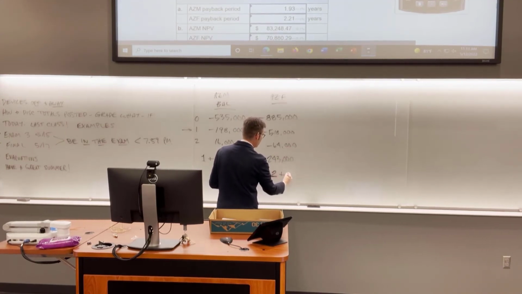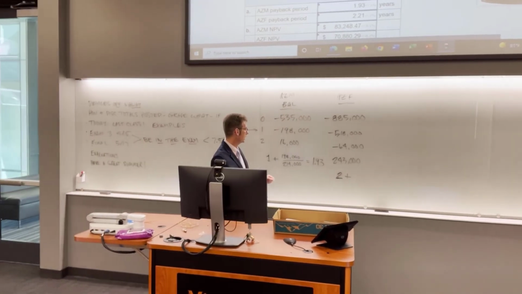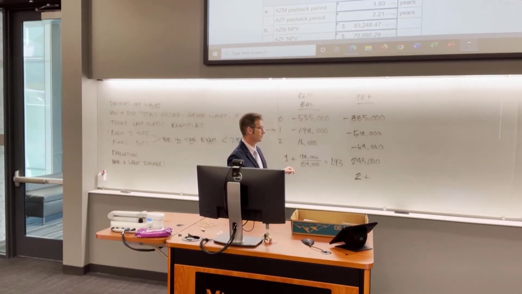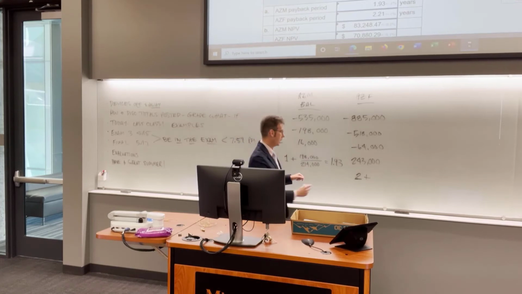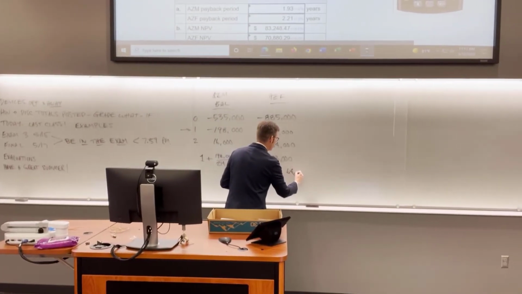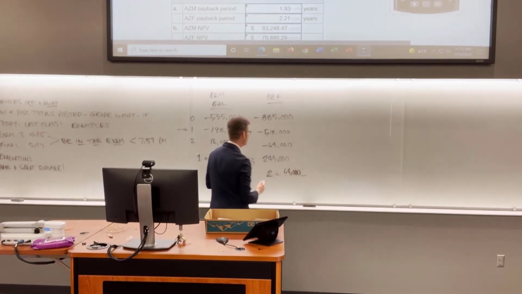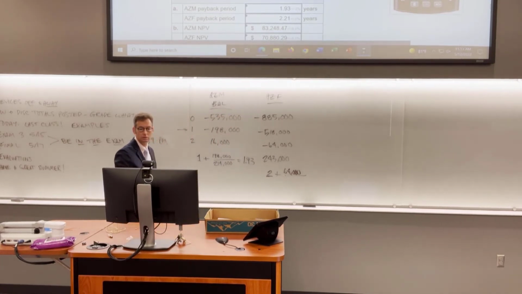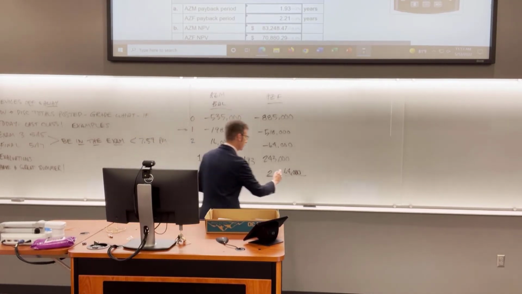That is a 2. Plus, what am I going to put in place of this 198,000? What am I going to put there? 64. Yeah, 64,000. Divide by how much? 307,000. Very good, 307,000.